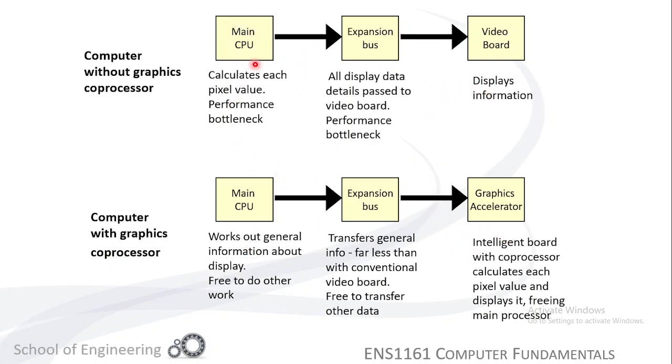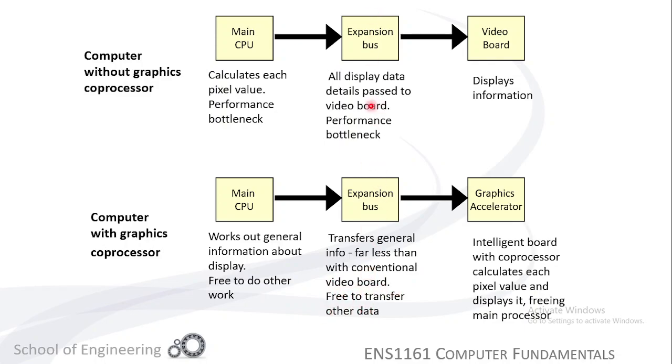At a glance, you could see it here. This is the main CPU. The CPU calculates each pixel value, performance bottleneck. Here it works out general information about display, free to do other work. This is the CPU. All display data details pass to the video board, performance bottleneck. Transfers general information far less than with a conventional video board. Free to transfer other data.